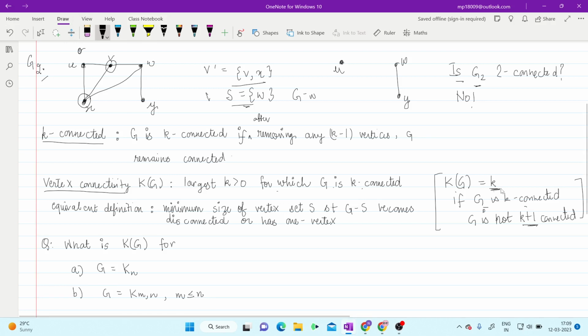Basically I'm saying that vertex connectivity is the largest K for which G is K connected, and this K is less than or equal to N, the number of vertices. So basically G should be K connected and G is not K plus 1 connected. By largest we mean it is largest, right?